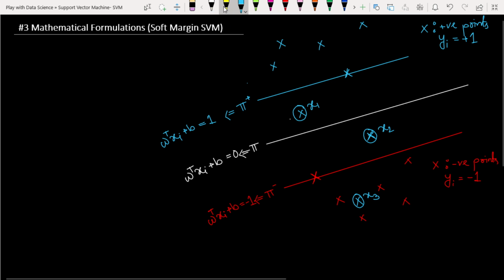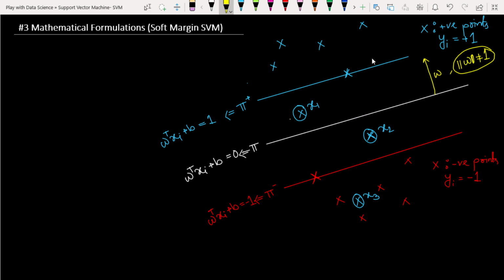First draw the normal vector w. This is normal, perpendicular to our plane, and w is not a unit vector, so norm of w is not equal to 1. This is our SVM assumption. Since pi plus and pi minus are parallel to our plane pi, w is also normal to pi plus and to pi minus, in the same direction.